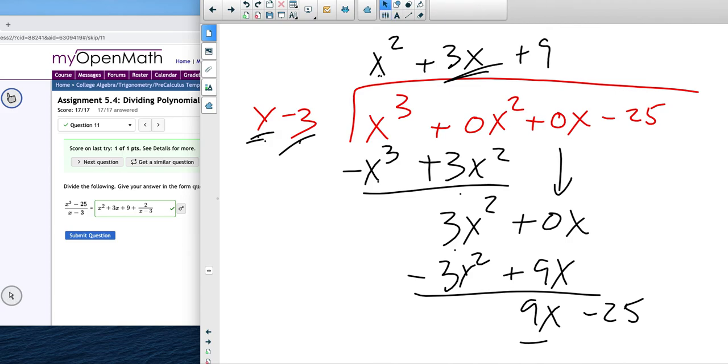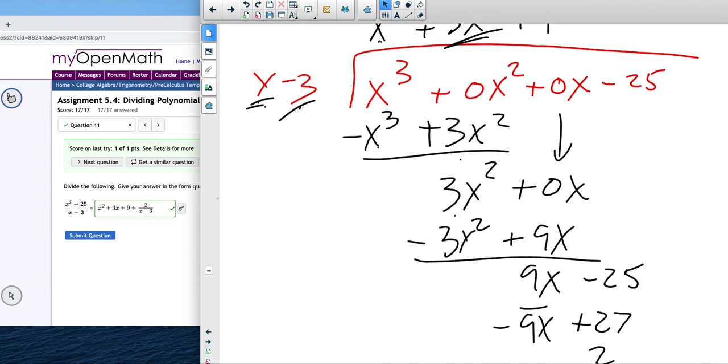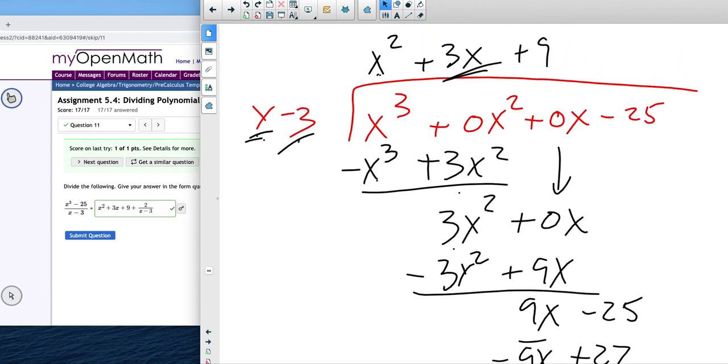All right, I'm going to need a little more room. So I take 9 times x, I get 9x. Take 9 times negative 3, I get negative 27. Change the signs and add. I got a remainder of 2. So 2 goes up here over your dividend.